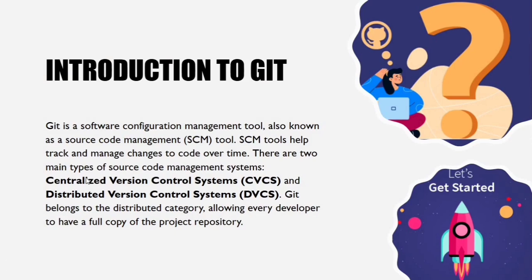So in this lecture, we will cover the fundamentals of source code management, SCM. We will explore how it works using the Centralized Version Control System, CVCS, and Distributed Version Control System. We will also dive into some interesting facts about Git, one of the most popular tools in this space. But first, let's understand why we need Git in the first place.